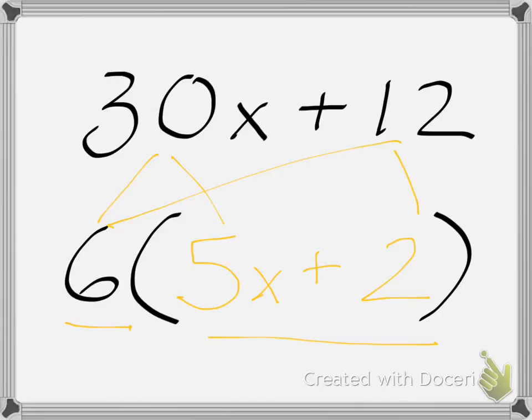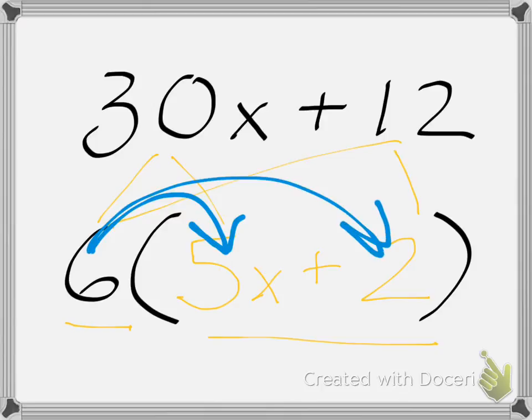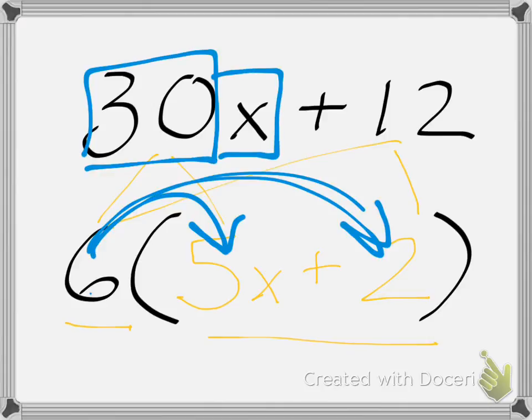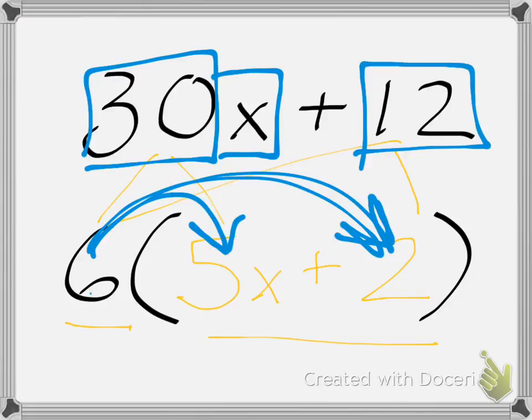Now, one of the other things with this, too, is this is the opposite of the distributive property. So if we did 6 times 5, we get 30, and then we just put in the x. Then we do 6 times 2, and we get 12, and then it would have the plus. So it's just doing the opposite of our distributive property. So just go down and do the factors.